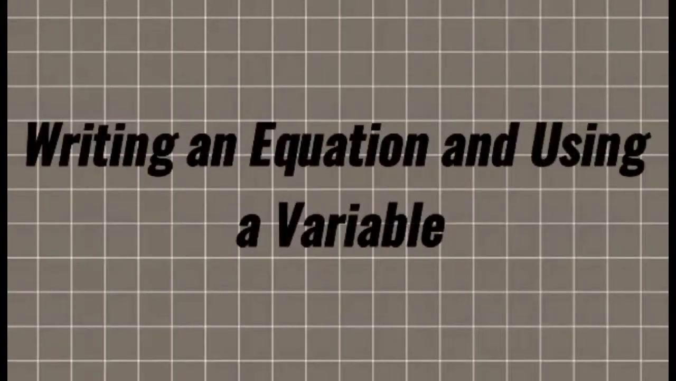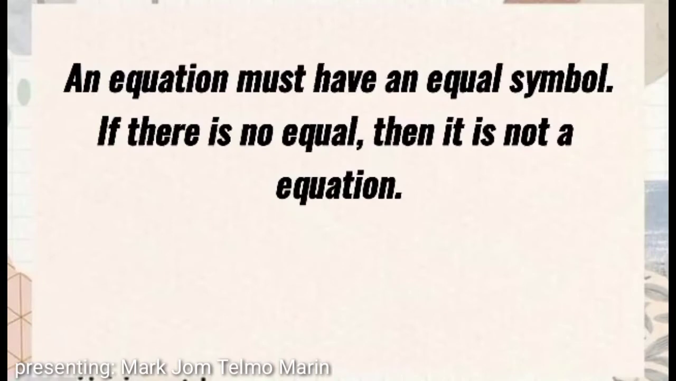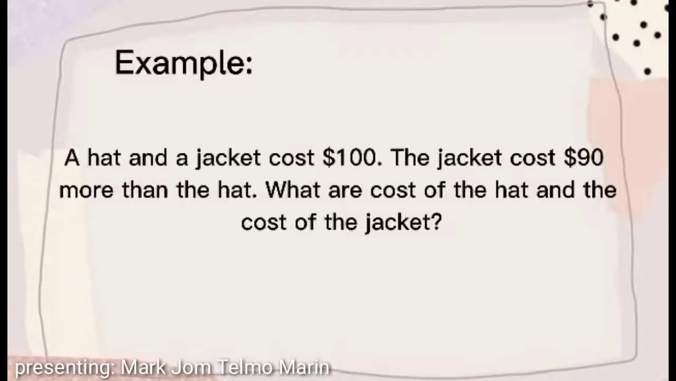Writing an equation and using a variable. An equation must have an equal symbol. If there is no equal, then it is not an equation. Here is an example of how this strategy is used in practice. A hat and a jacket cost $100. The jacket costs $90 more than the hat. What are the costs of the hat and the cost of the jacket?